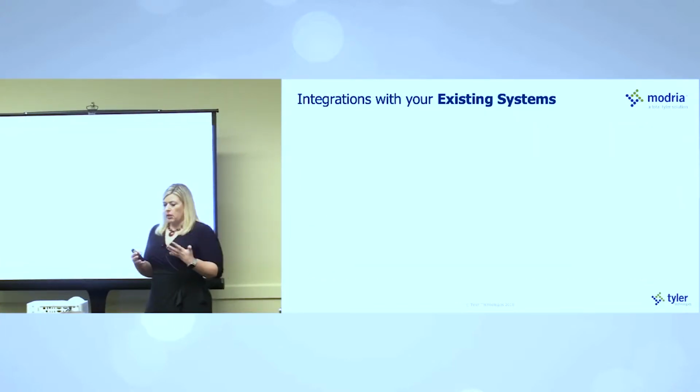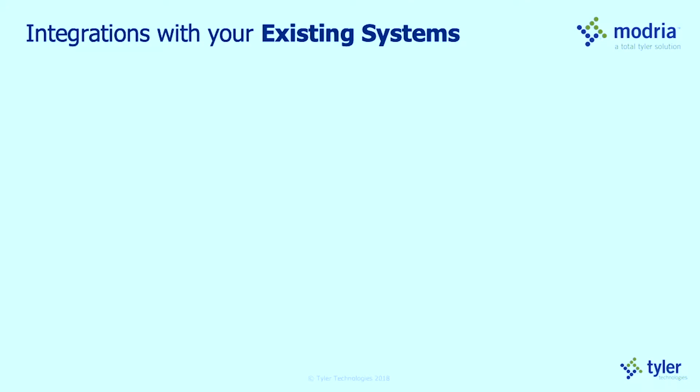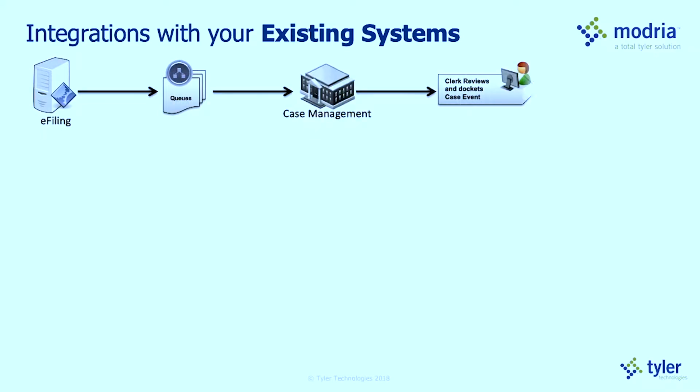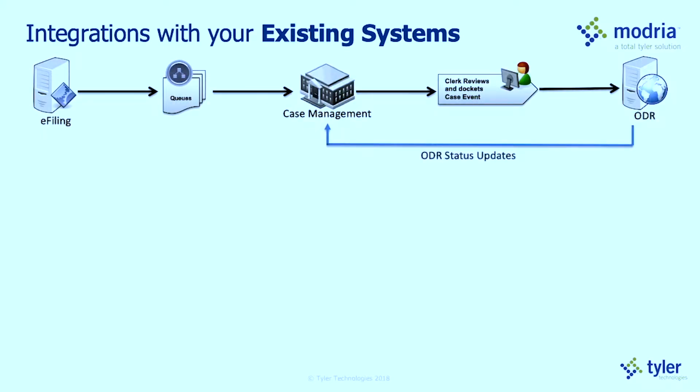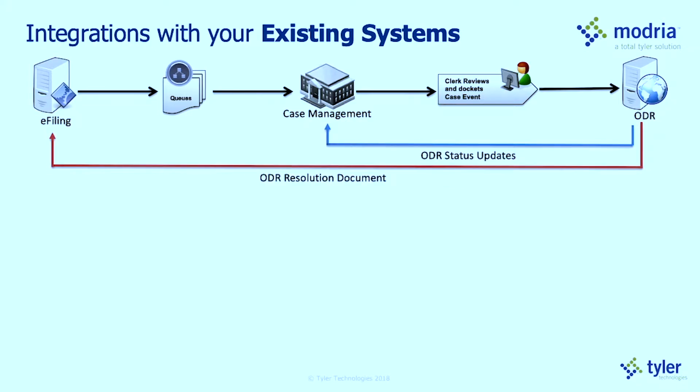The next thing we want to talk about is really your integration. I'm going to show you what we would expect the integration process to be here, and then we'll talk about just some different options that you have. Right here, this is what we see as the end-all be-all approach to your integration. The case comes in through the e-filing system. It goes into an electronic queue for the court to review and accept. Once it's accepted, it goes into the case management system.